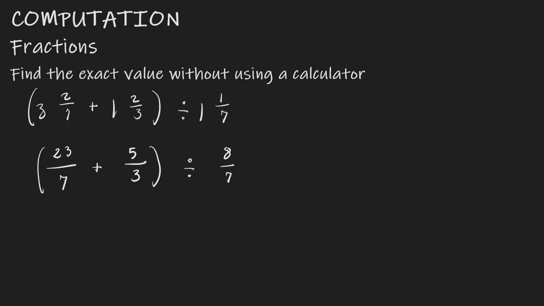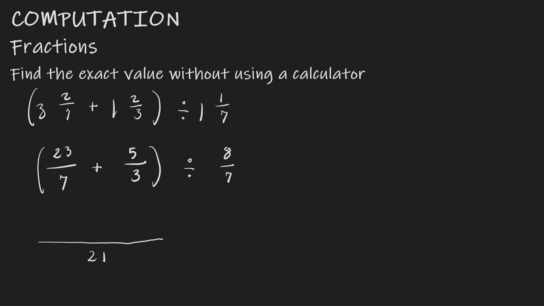Our next step is to add the two improper fractions in our brackets. Well, we're adding fractions, so our first step is to find our common denominator. Here, I will be multiplying my two denominators. So 7 times 3, that is equal to 21.